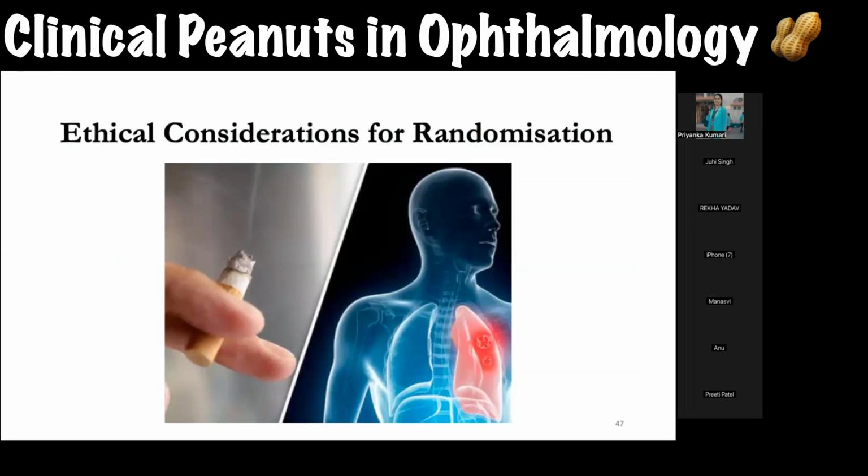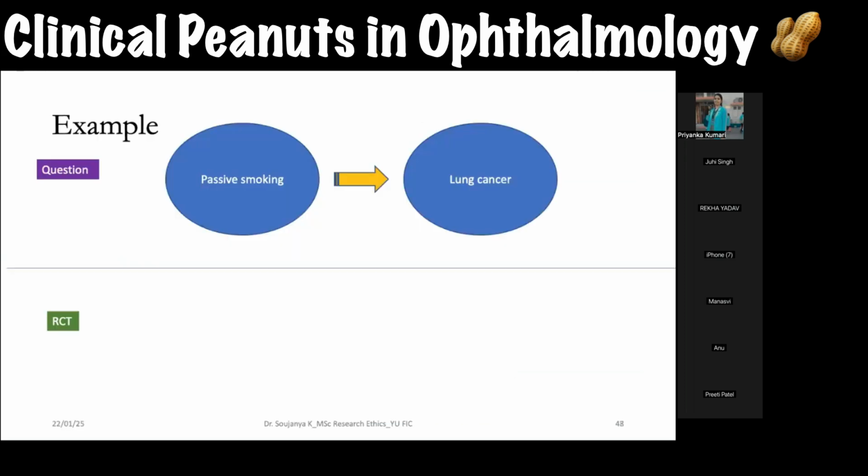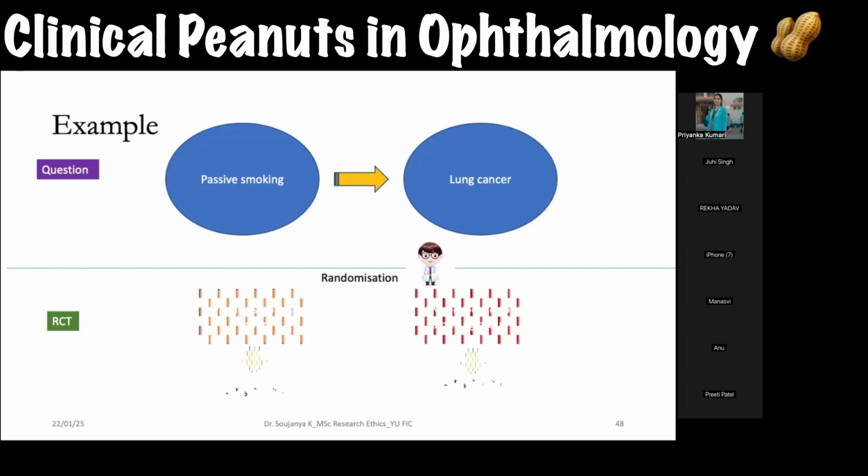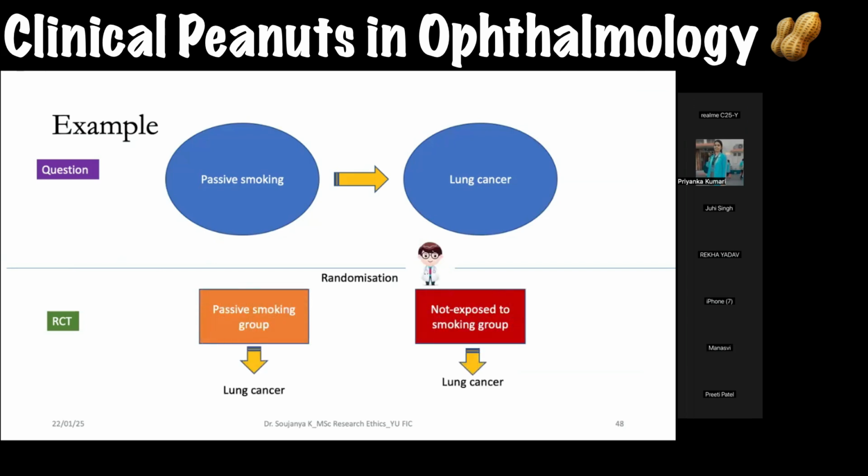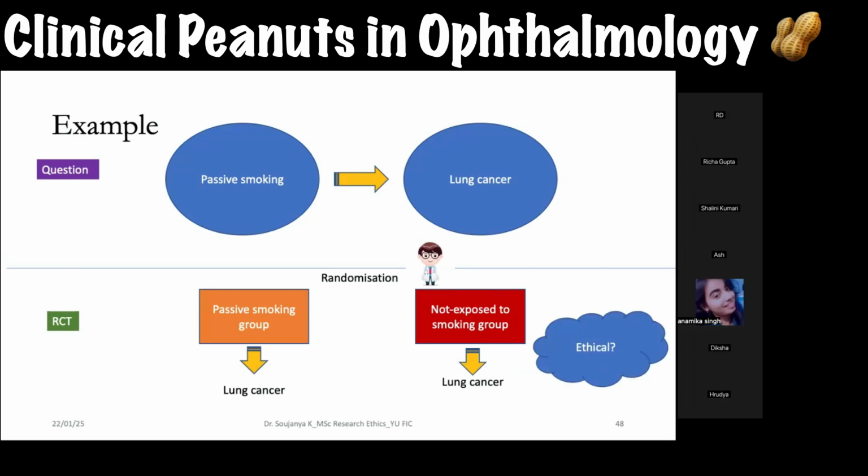Now, there are certain ethical considerations for randomization. For example, say you want to know if smoking leads to lung cancer, say passive smoking. Can you design an RCT for this? Can you, being the doctor, say that a few people get exposed to smoking and other people do not, and we will see after 10 years how many develop lung cancer? This won't be ethical. So not every condition can be studied with a clinical trial.